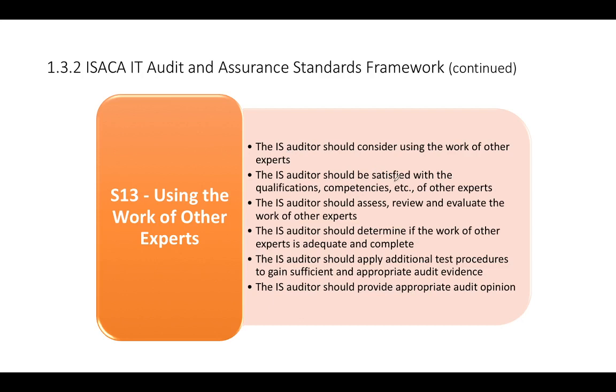The IS auditor should be satisfied with the qualification, so you have to check the qualifications. This is where you have to get experts who have certifications. As an example, if you have a CISSP, you can become an expert in cybersecurity, or if you have a CCIE in routing and switching, you can become an expert in that particular domain. There are so many expertise areas needed, and also years of experience. All these things matter. The IS auditor should determine whether the work of other experts is adequate or complete, so you should keep tabs on what they're doing. The purpose is to get the value of the expert into the ongoing process.